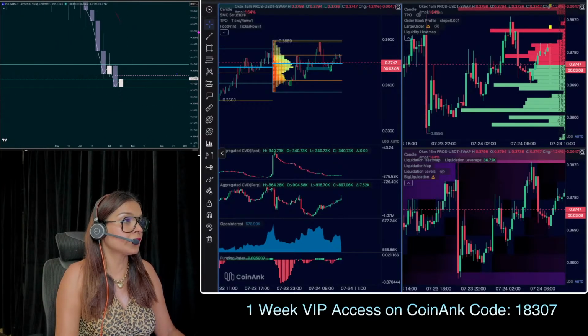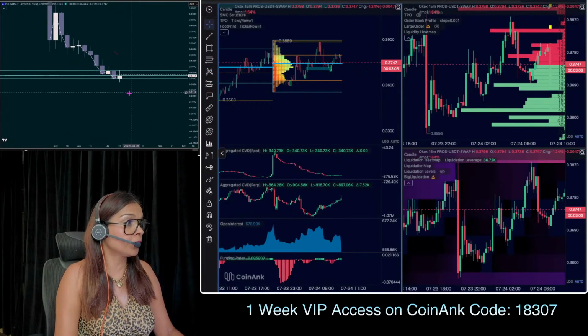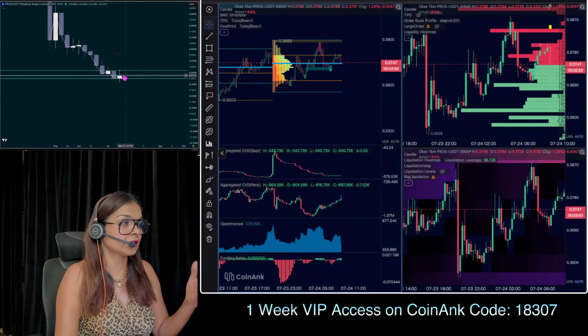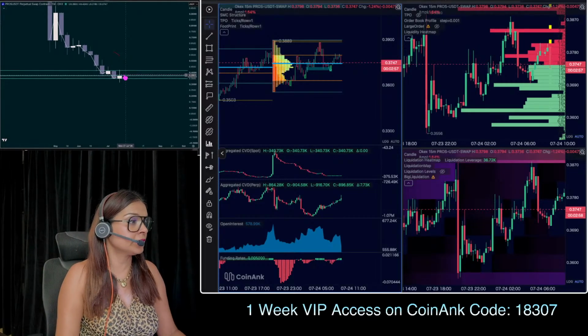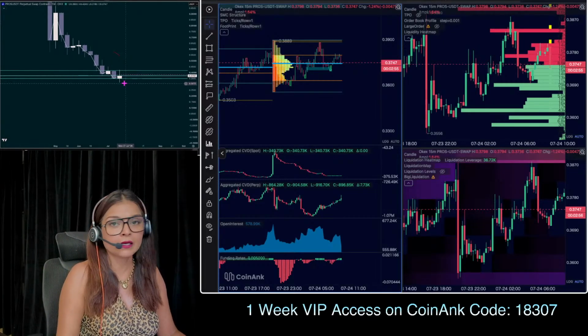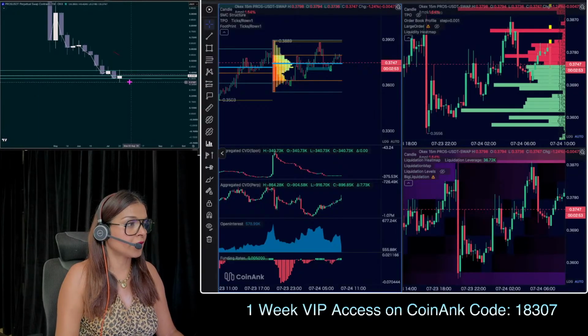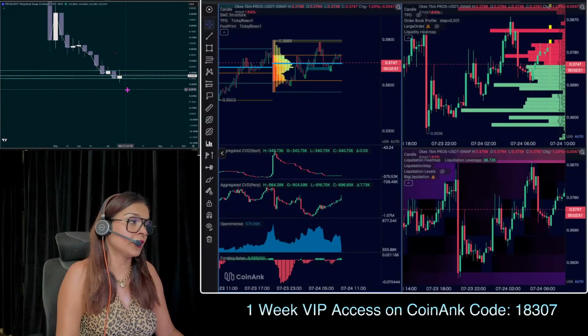It looks like a reversal candle on the weekly, and because it's Friday, we have 2 more days to go. I don't expect that in 2 days, Friday, Saturday, let's say Sunday, it will just come all the way down here and collapse. Could happen, but I don't expect it.